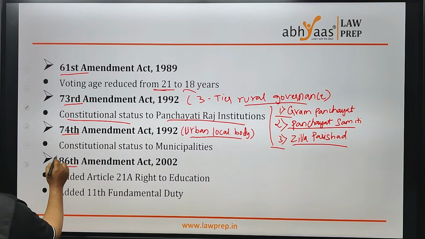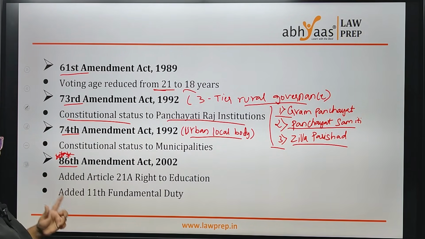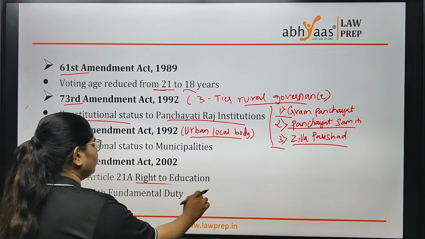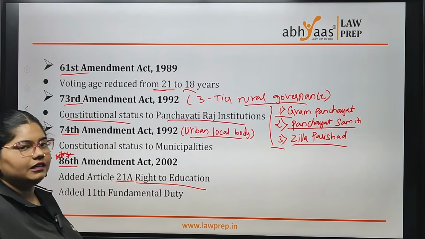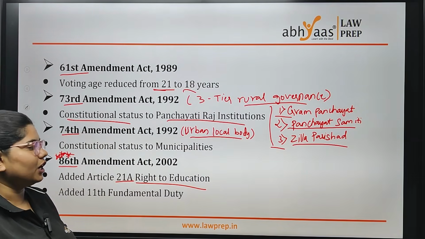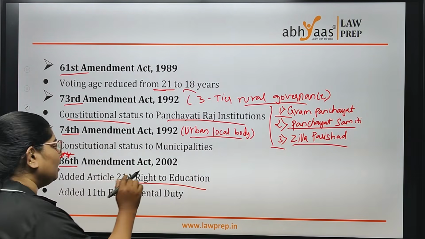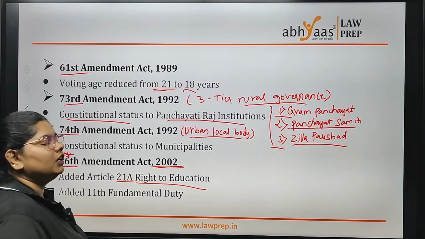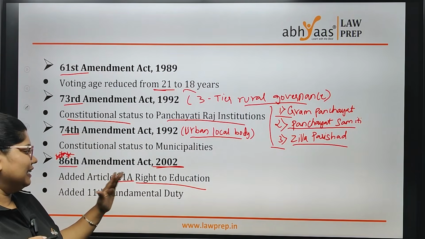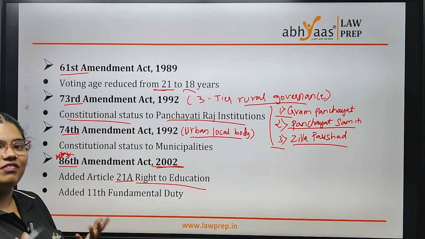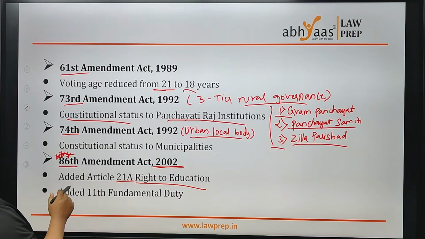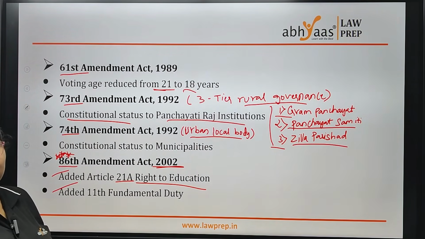Now the important one is your 86th amendment, which talks about right to education. Article 21A talks about right to education. It did not exist until the year 2002. Before 2002 we didn't have right to education as our fundamental right. But later on it was added by the 86th amendment, and it has also added a fundamental duty.